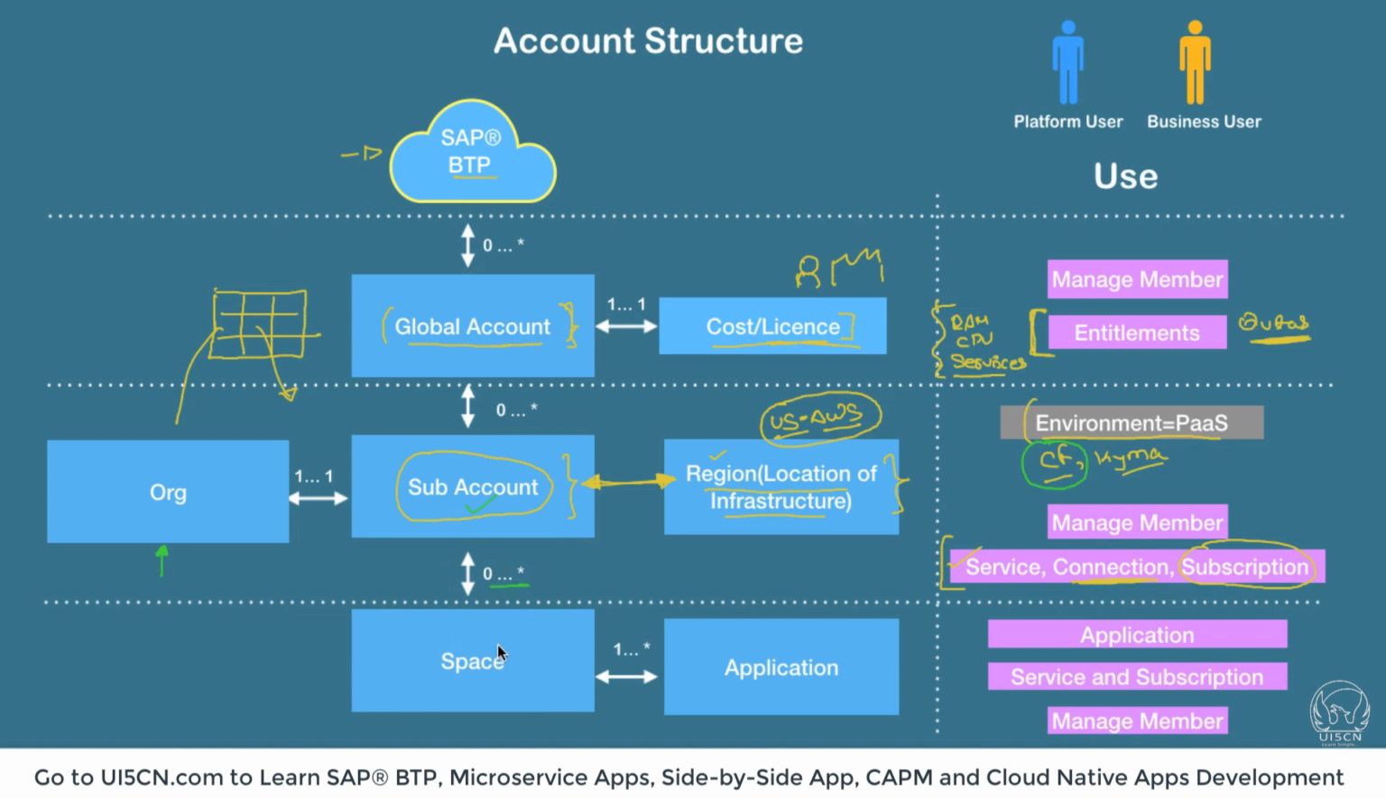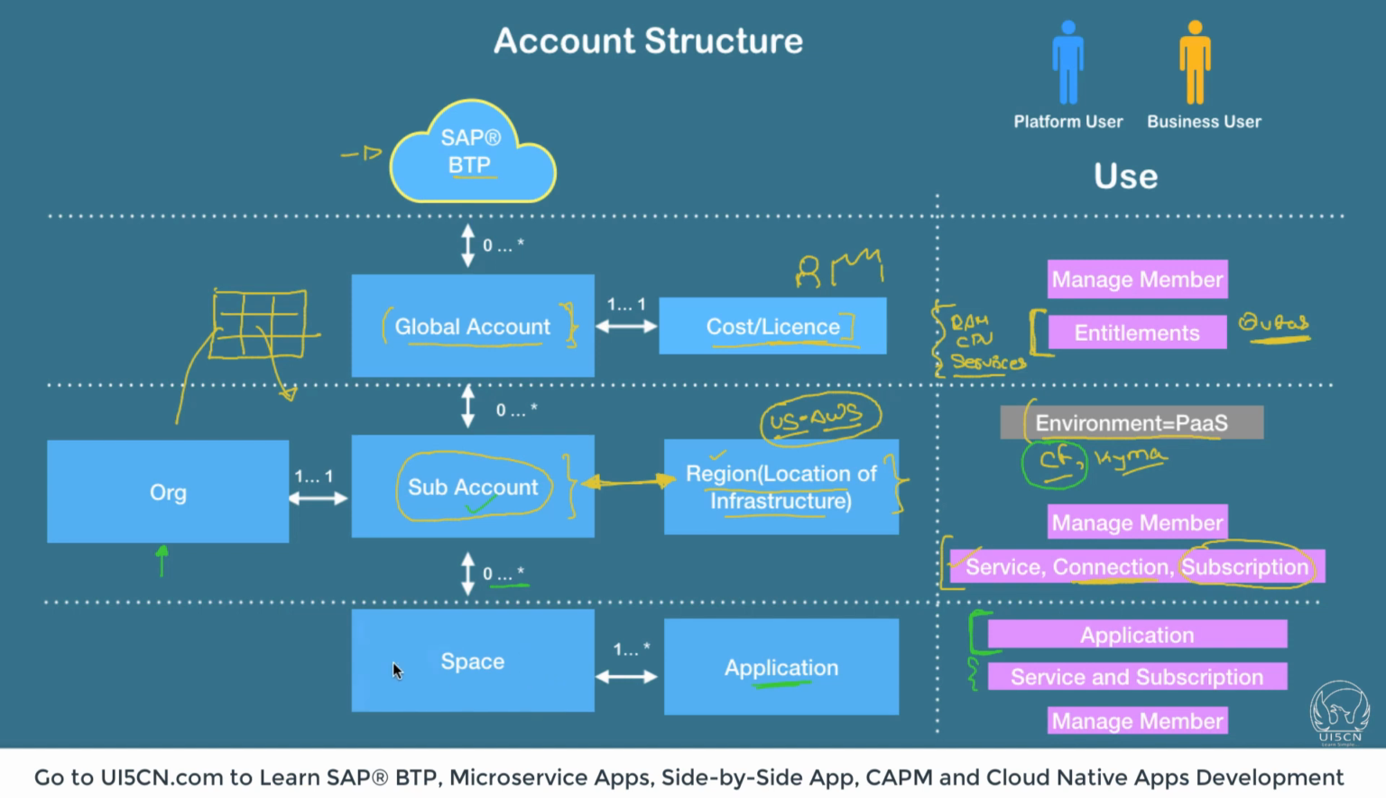spaces. And a space is the place where you have your application hosted. You can have your application, you can have your routes. So that is the place your application basically goes and gets created. And you also have the capability to subscribe to a service or create instance of the service within the space as well.